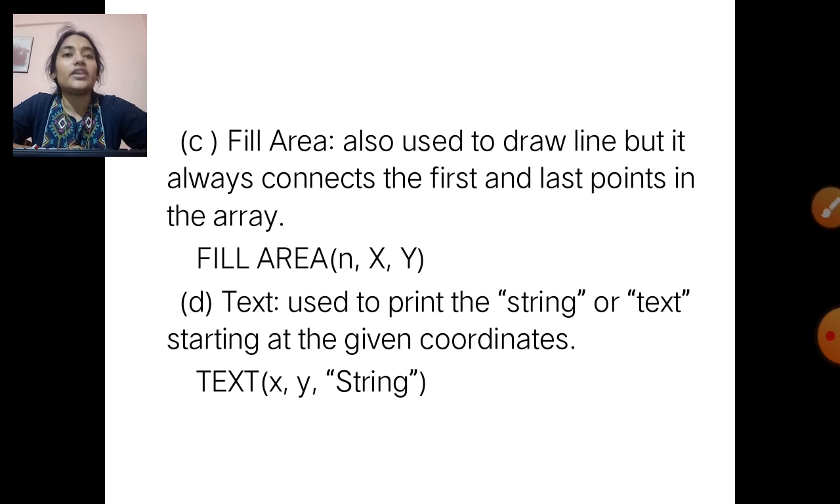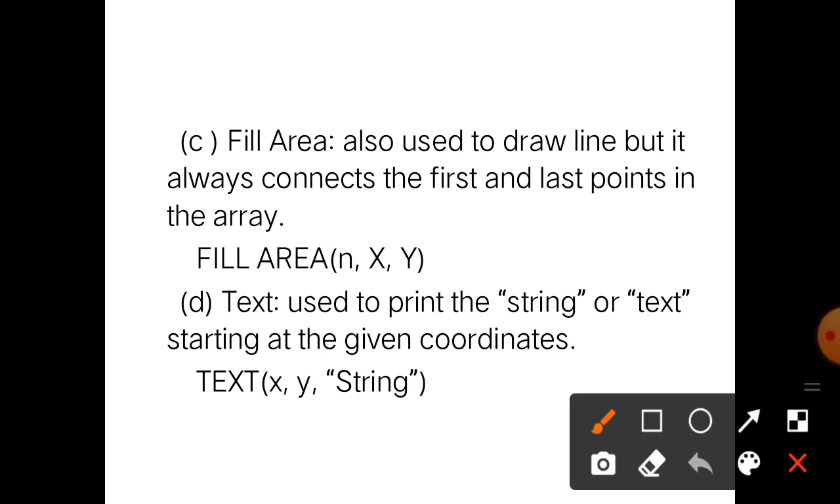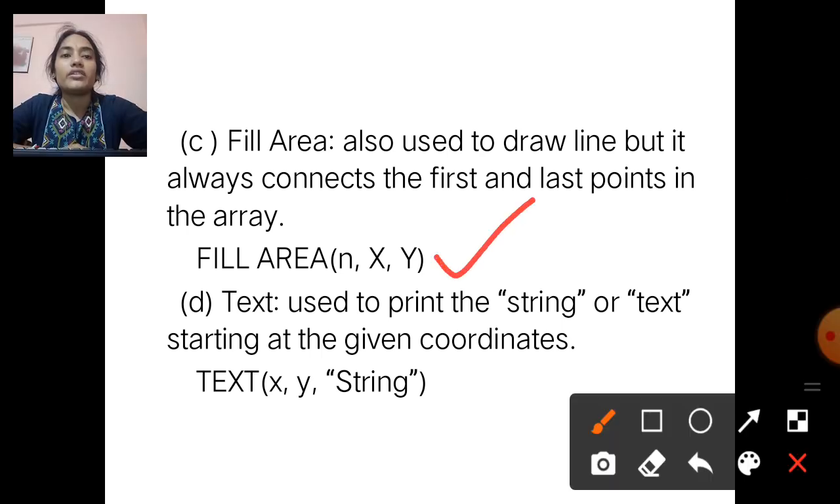Next one is fill area. Fill area is used to draw lines, but it always connects the first and last point in the array. The command is fill area n, x, y. Okay. Then next one is text. Text is used to print a string or text starting at the given coordinates. The command is text x, y, string. Okay.